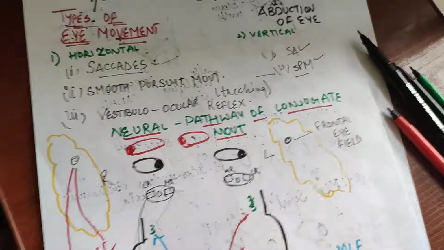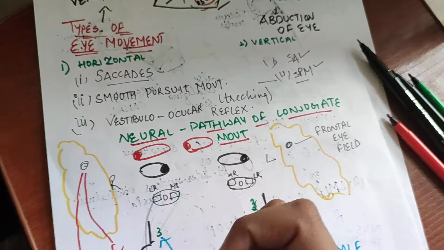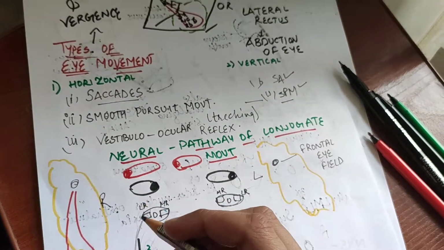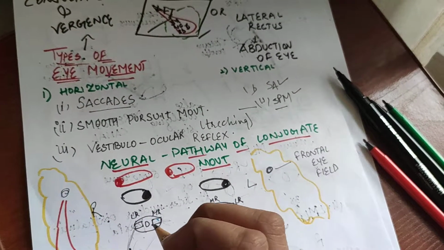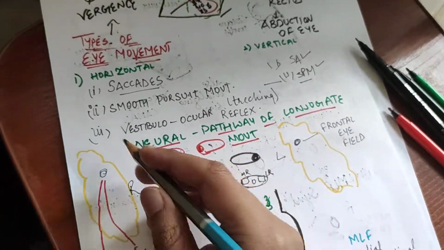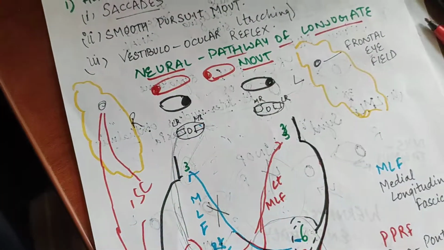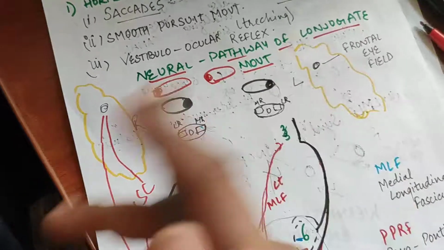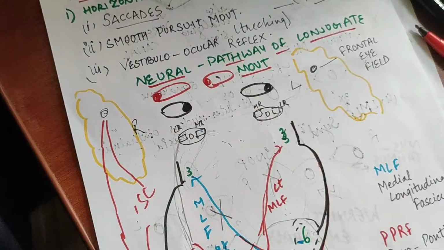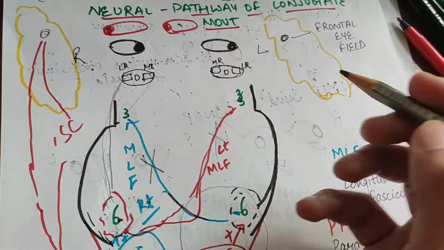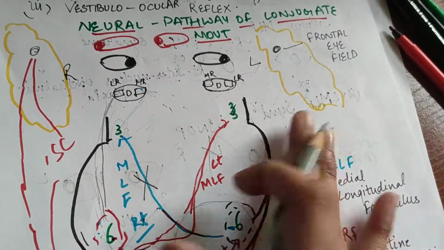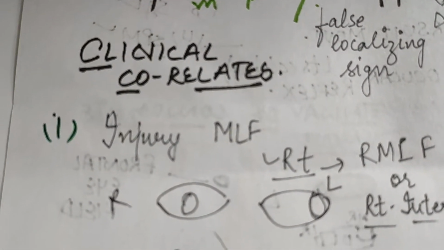These cortical centers initiate the voluntary horizontal saccades. So for this purpose they are used. So this was about the clinical correlates. Thank you.